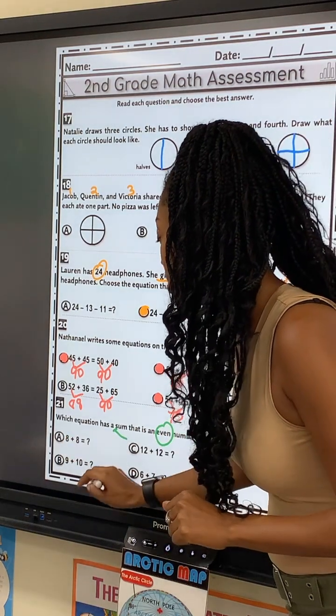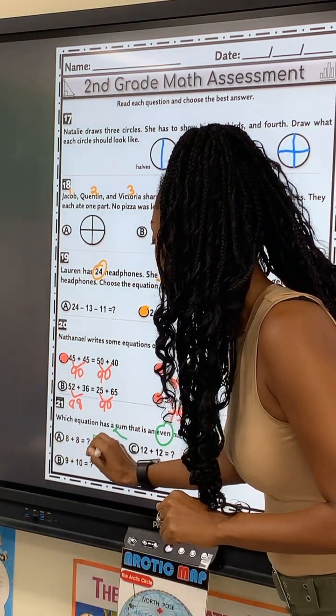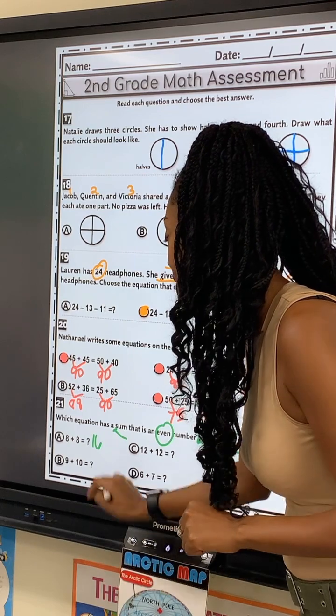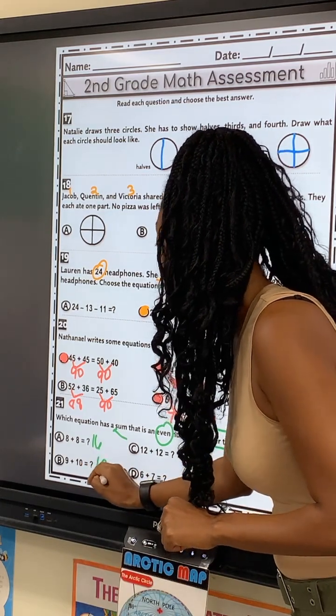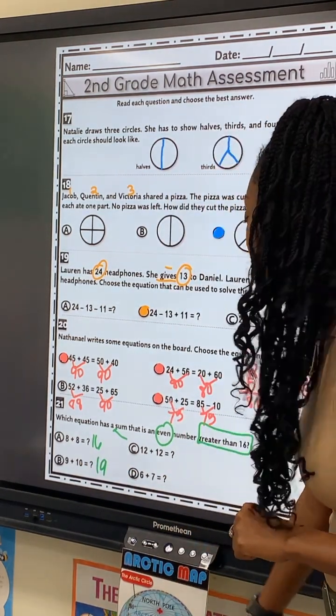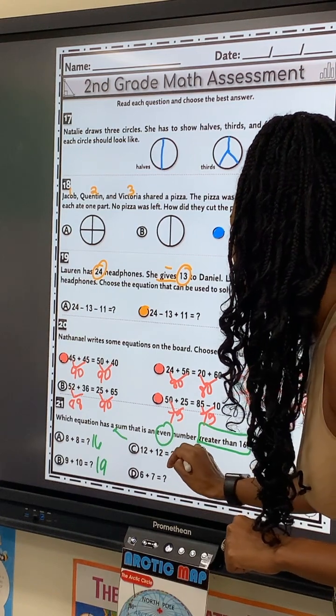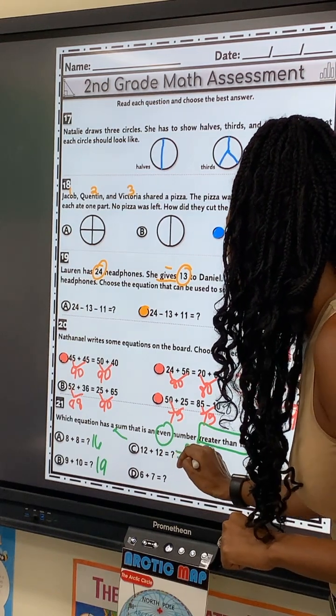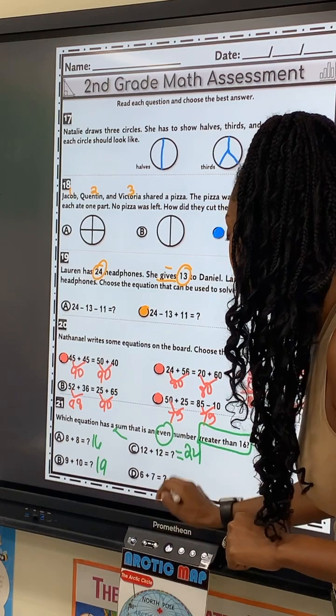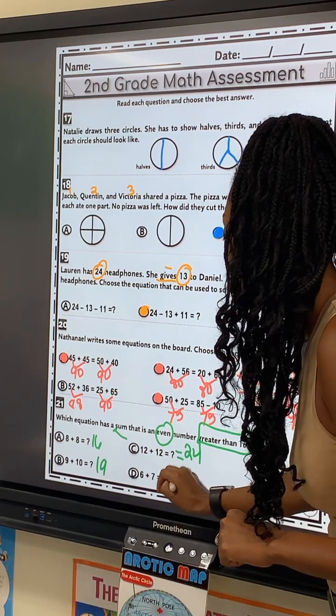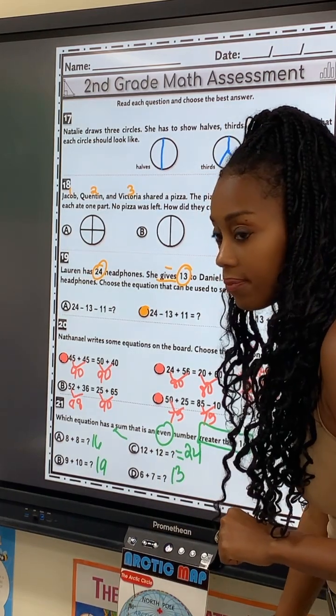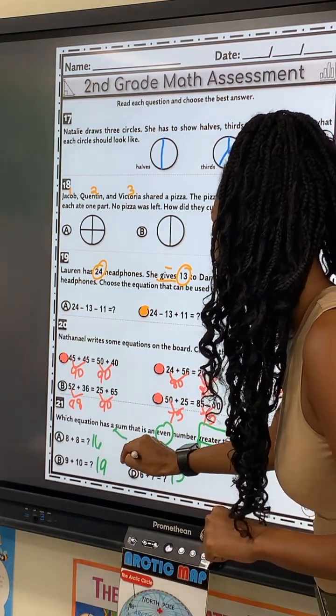So 8 plus 8 is what? 16. Not the answer. 9 plus 10 is? 19. Is 19 even? No. Can't be the answer. 12 plus 12 is? 24. 24. 6 plus 7 is? 13. Is 13 even? No. So the answer has to be C.